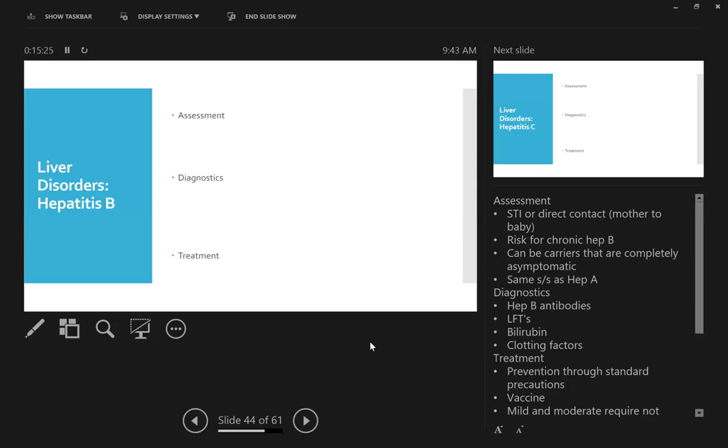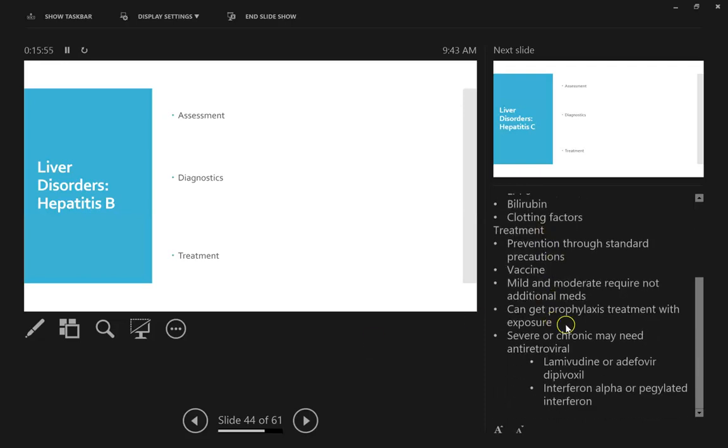This usually can be mild to moderate illness, not requiring additional medications. If you do have potential exposure, you can get prophylaxis treatment, which is sometimes even worse than, I don't want to say worse than getting the disease, but it's pretty bad to get the prophylactic treatment. It can really run a person down, especially if they're pregnant or wanting to become pregnant soon. And then there are antiretrovirals out there as well. I've got them written down. Those are not something you have to know for the test, but there they are in case you wanted to know.